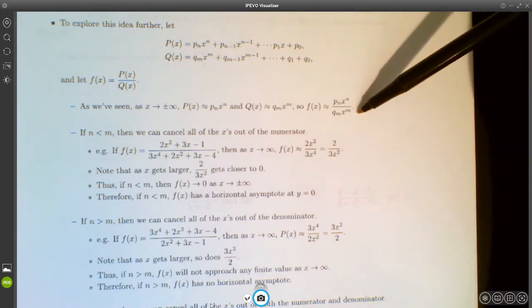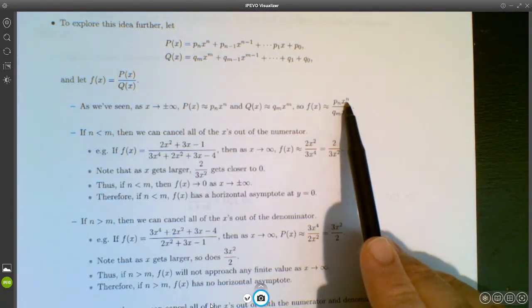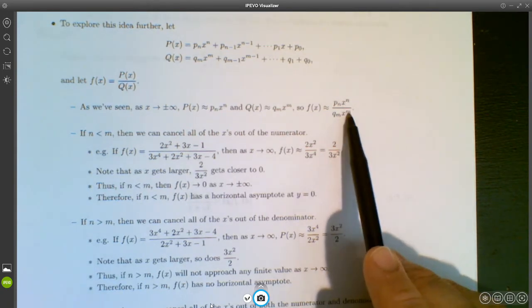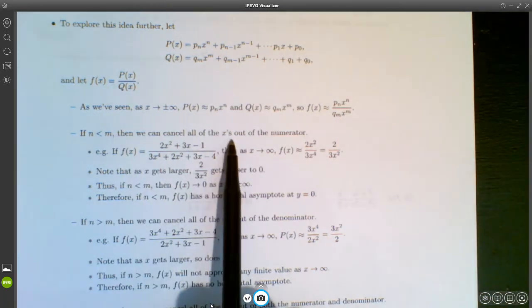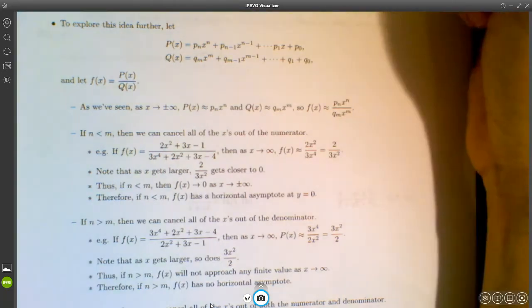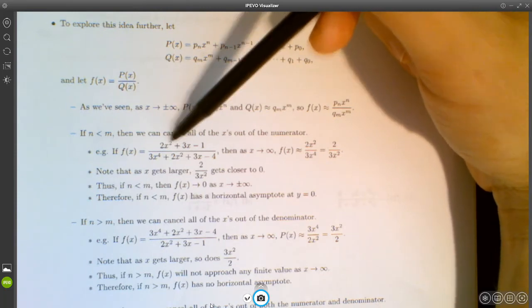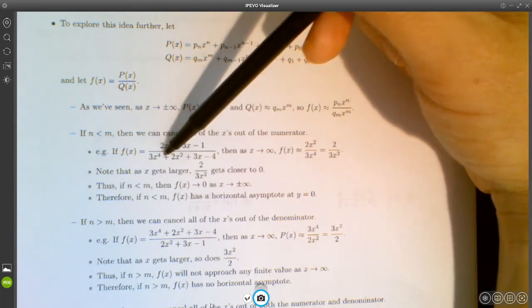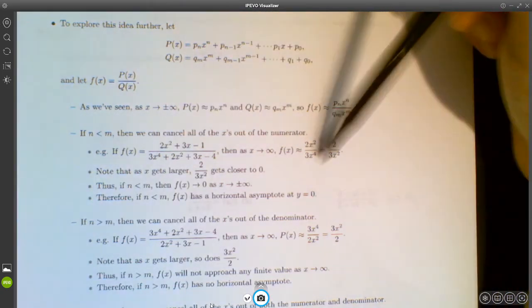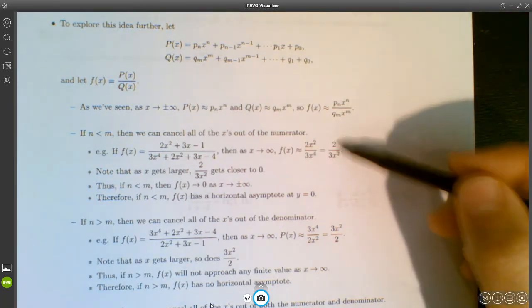Now, if the degree of the numerator, n, is less than the degree of the denominator, m, so if this exponent is less than that exponent, then we can cancel out all of the x's in the numerator, right? And we'll be left with some x's in the denominator. For example, here the degree of the numerator is less than the degree of the denominator. So as x approaches infinity, f of x is going to be approximately 2x squared divided by 3x to the fourth. But the x squared here will cancel an x squared there and leave an x squared in the denominator. So this is really just 2 over 3x squared.